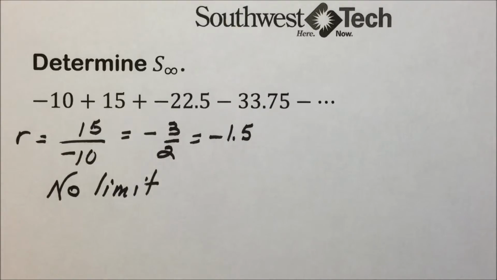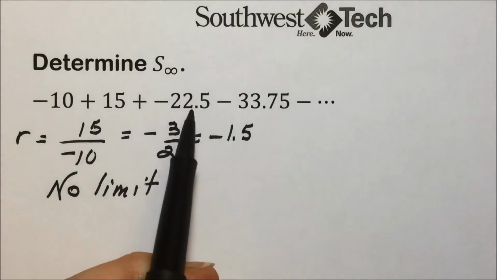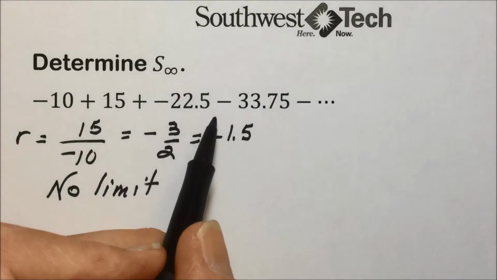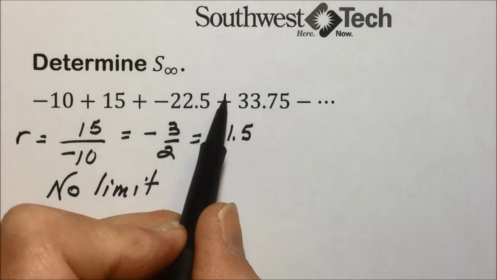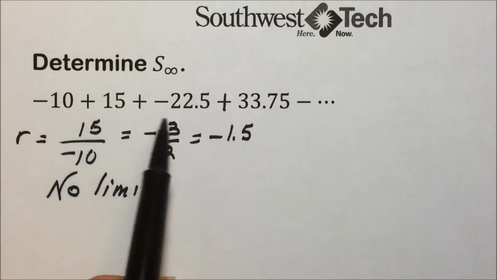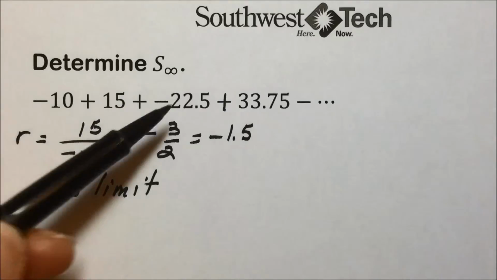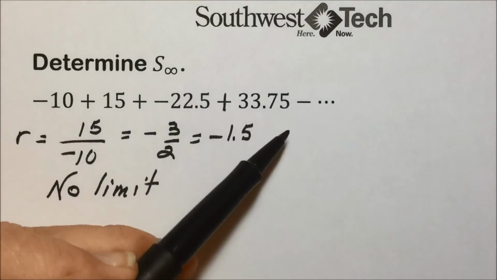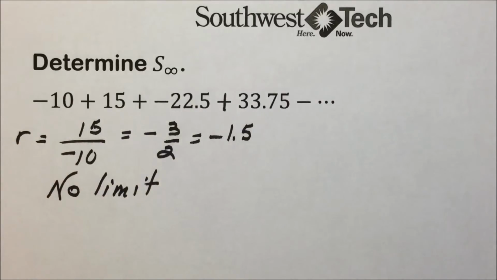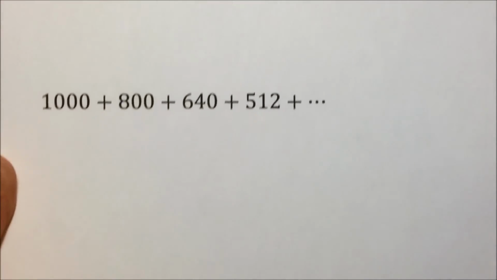We have a 1.5. These numbers are getting larger and larger, and this probably should be a plus here. These numbers are getting larger and larger, and so even though they're positive and negative, this sum will eventually head towards infinity itself. So no limit exists.